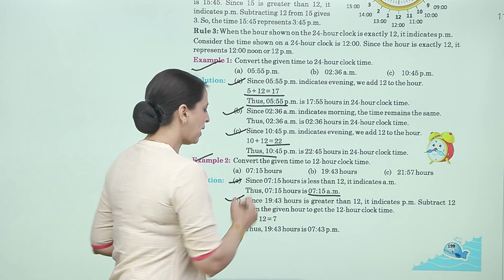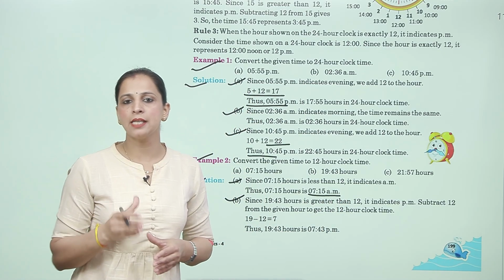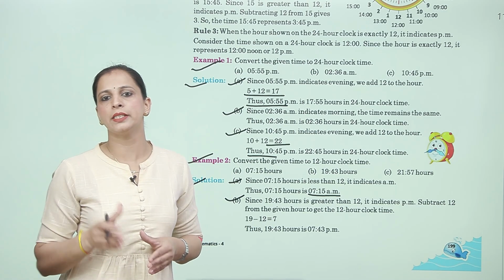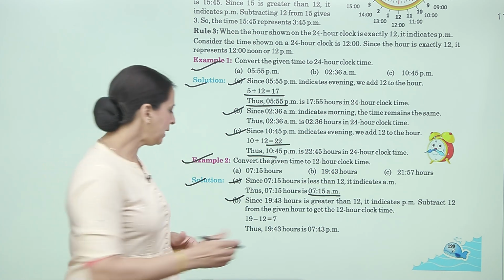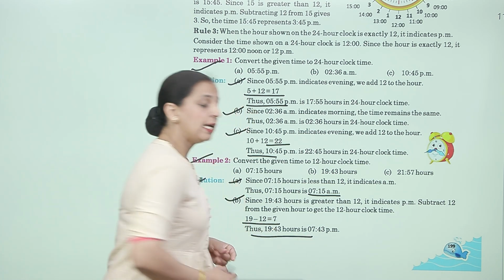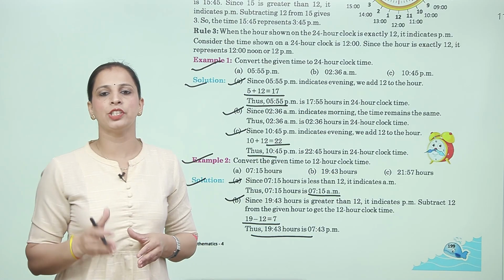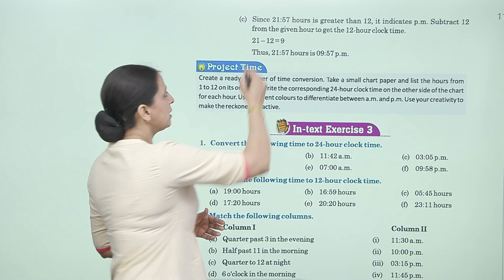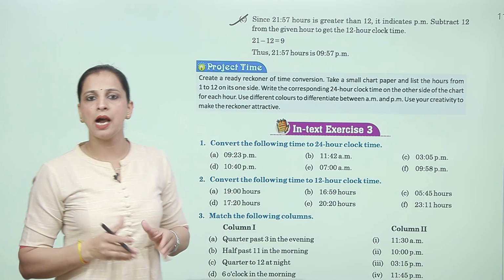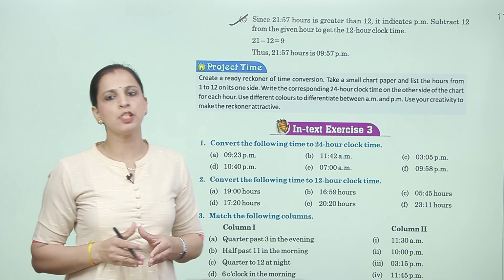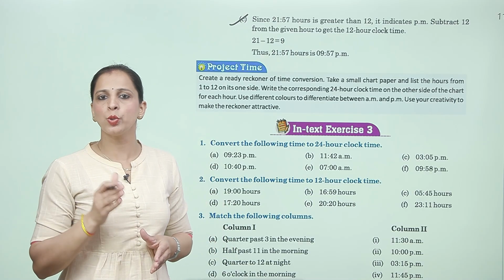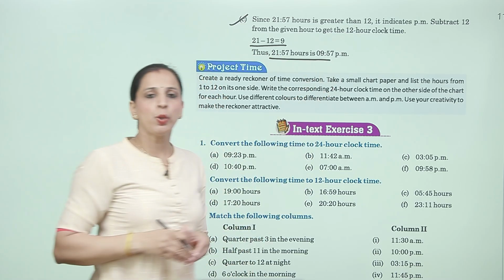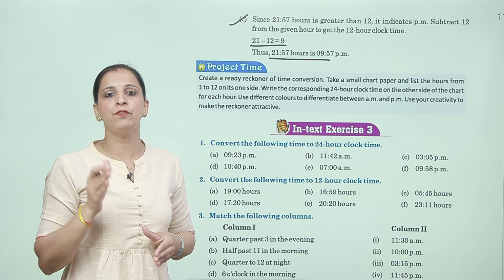Now, B part. Since 19:43 hours is greater than 12, it indicates PM. Subtract 12 from the given hours to get the 12-hour clock time. 19 minus 12 is 7. Thus, 19:43 hours is 7:43 PM. Now see, since 21:57 hours is greater than 12, it indicates PM. Subtract 12 from the given hours to get the 12-hour clock time. So 21 minus 12 is 9. Thus, 21:57 hours is 9:57 PM.